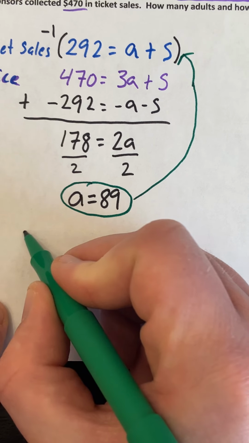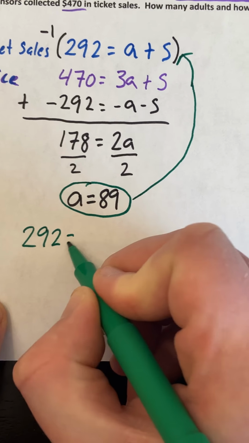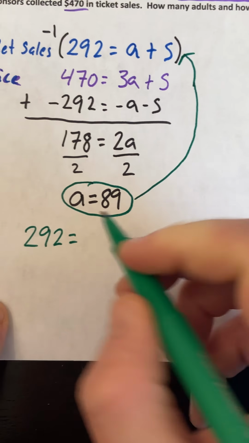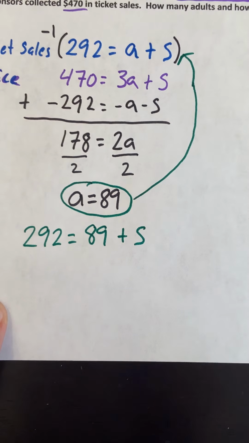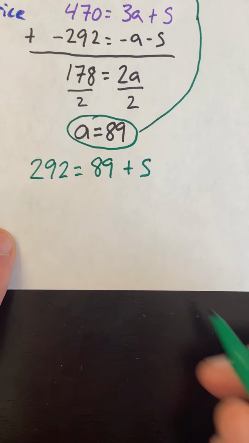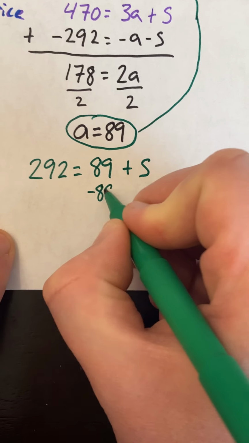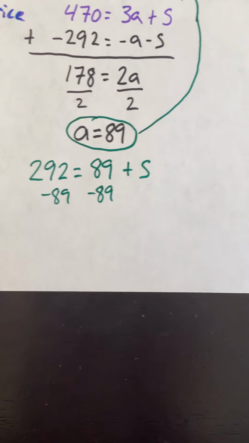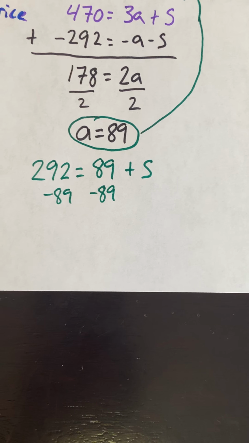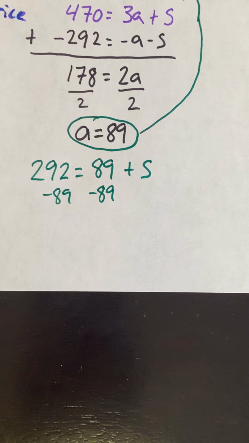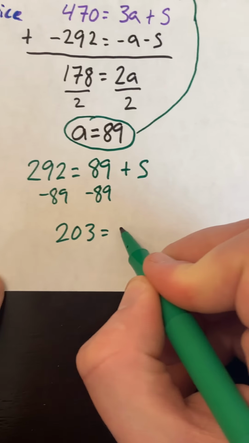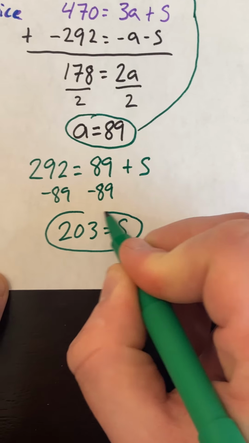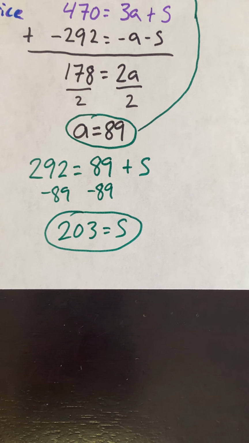I'm just going to rewrite 292 is equal to adults, but we know how many adults. We just solved for that. There were 89 adults plus the amount of students. Well, if there were a total of 292 people, I'm going to take away those 89 adults. So 292 minus the 89 adults tells me 203, meaning that there were 203 students that attended the game.